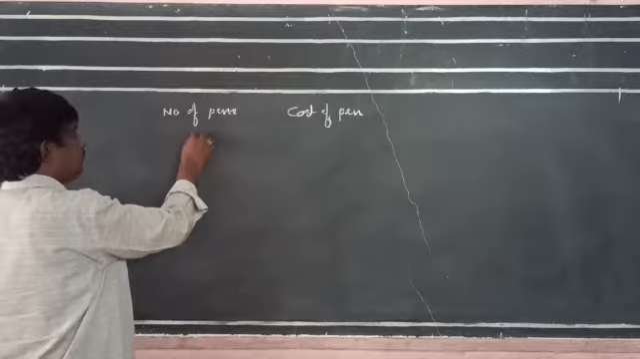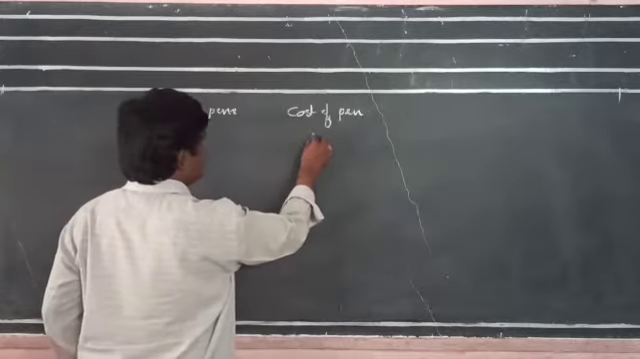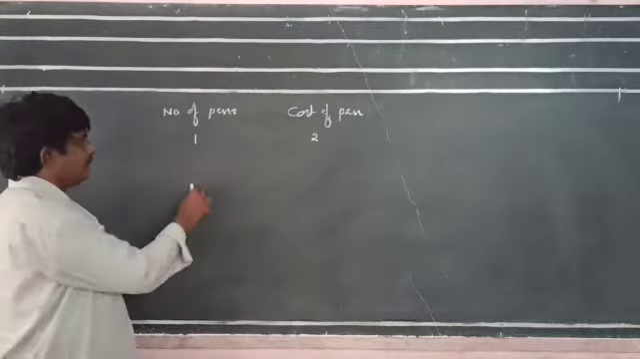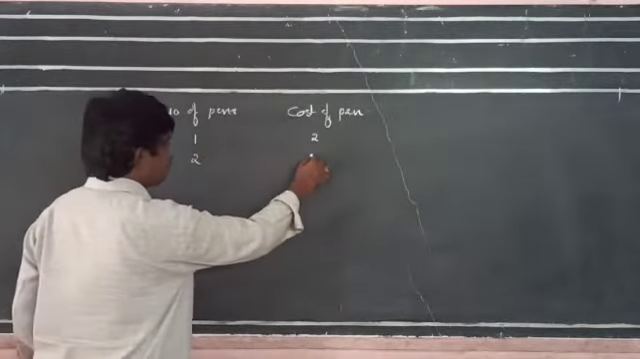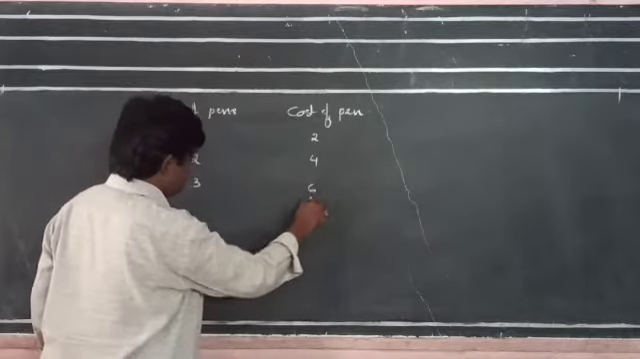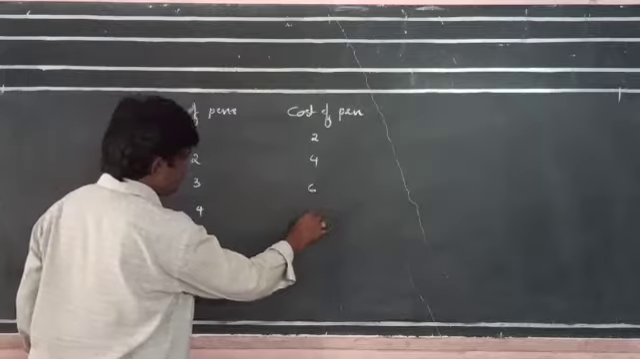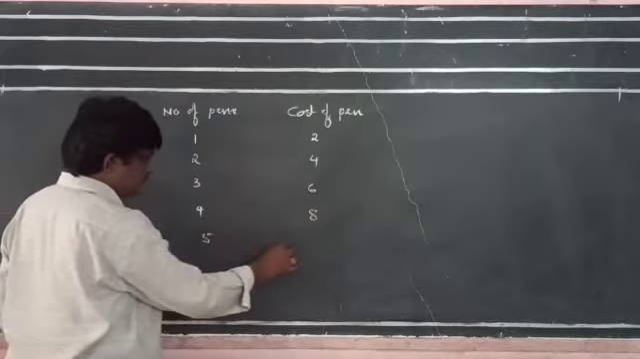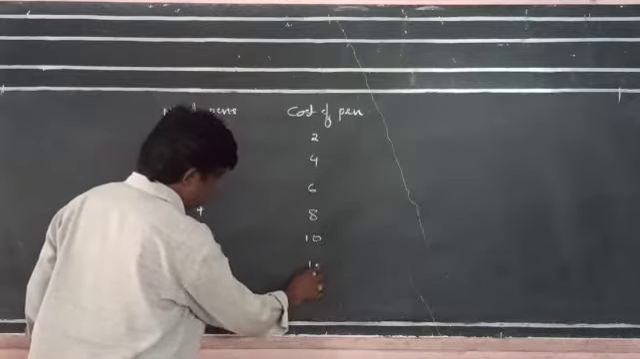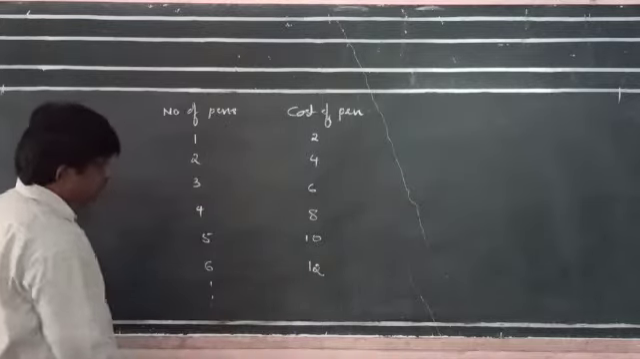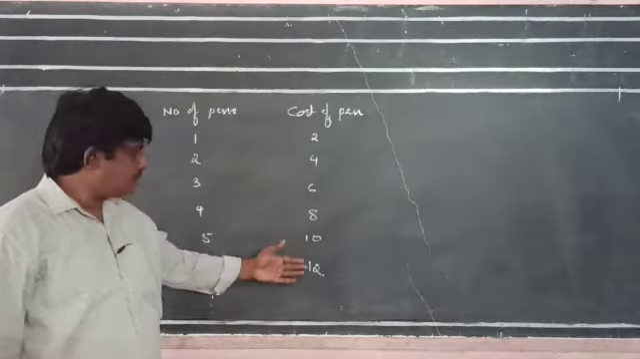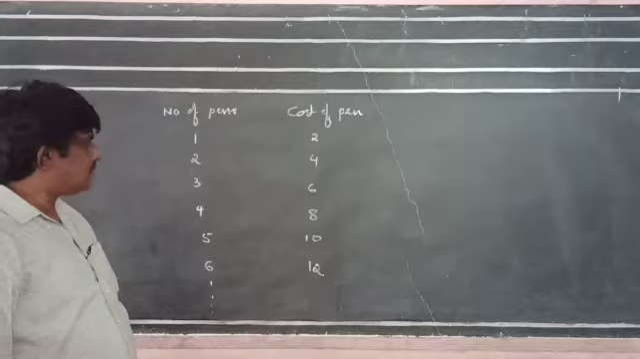Suppose one pen cost is 2 rupees. Then 2 pens cost becomes 4 rupees. 3 pens cost becomes 6 rupees. 4 pens cost 8 rupees. 5 pens cost is nothing but 10 rupees. 6 pens cost is 12 rupees, and so on. Here, as the number of pens increases, the cost also increases.